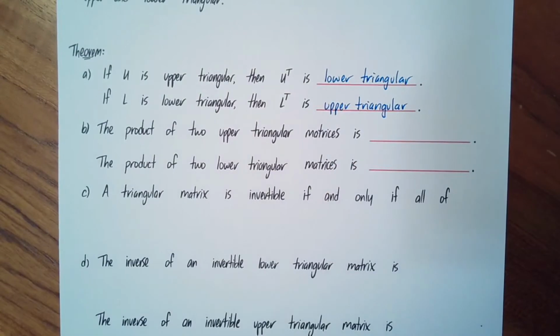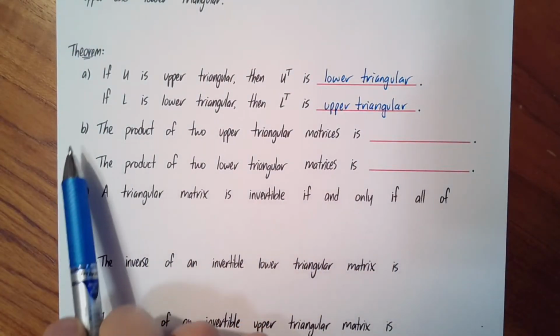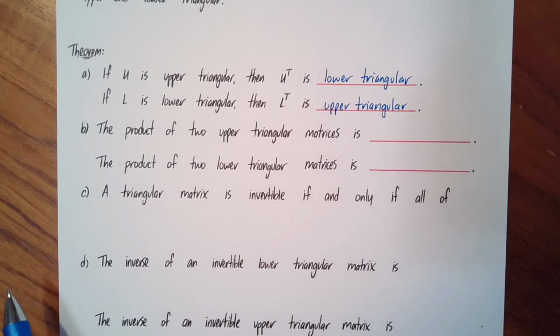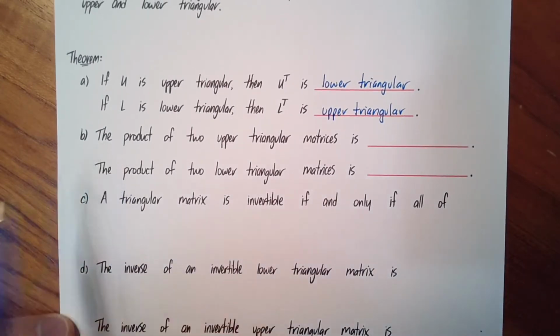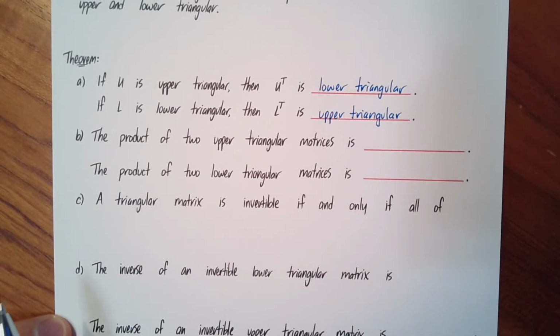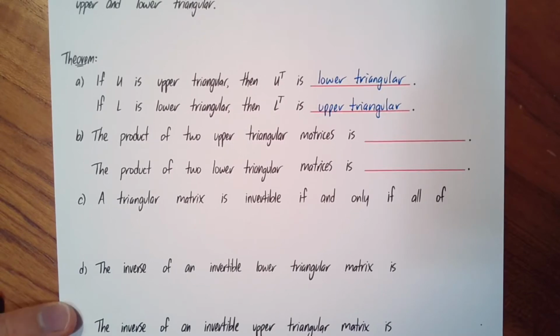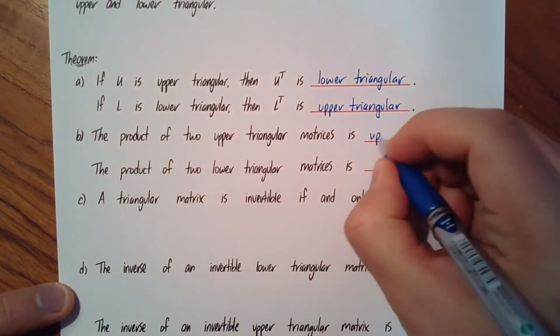Okay, so that's the first observation. That's not too hard to see. This next statement is less obvious, but if you try it a few times, you start to see why it happens. What happens if you take two upper triangular matrices and multiply them? Well, it turns out that the product is, again, upper triangular. So let's fill that in.